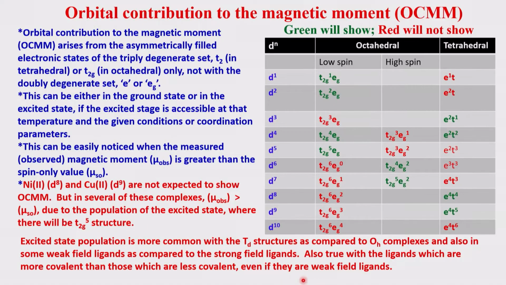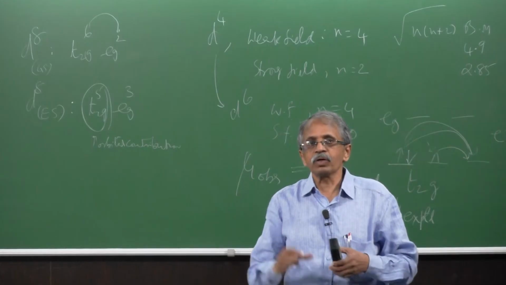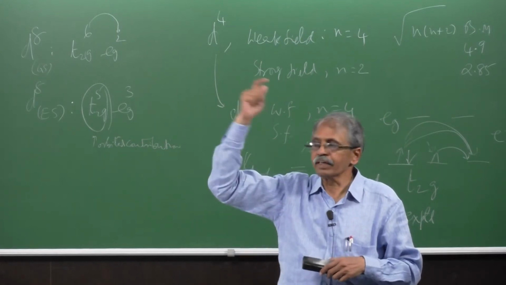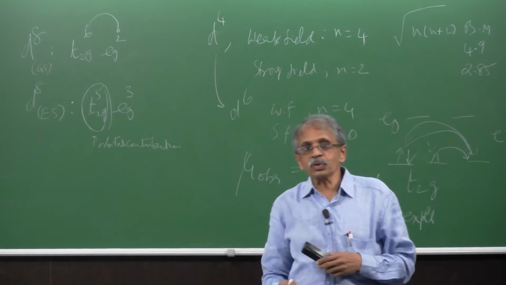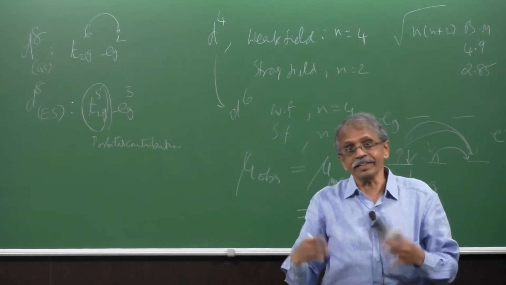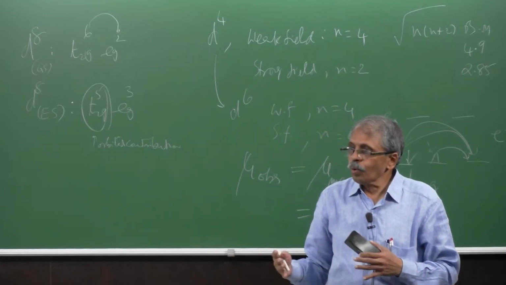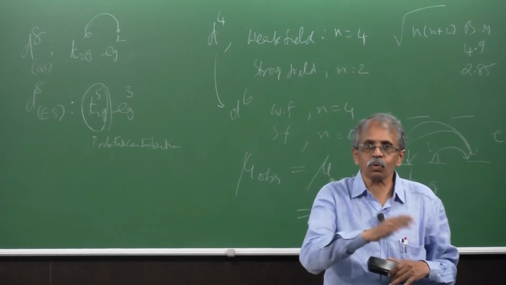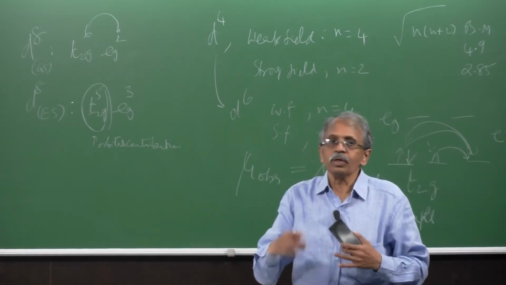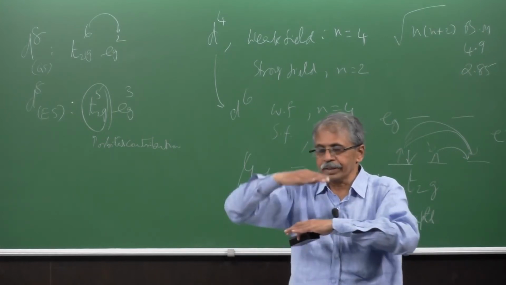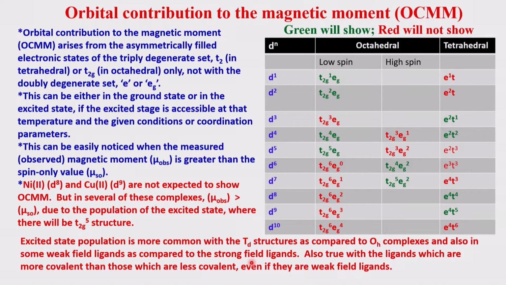of that. The excited state population is more common with the tetrahedral structure as compared to octahedral. Why? Because tetrahedral crystal field splitting is always smaller, 2/3 of what is there for the octahedrals. Also, with a weak field, whether it is octahedral or tetrahedral, it does not matter, the gap is smaller. In that case also you can have an excited state. Or suppose you have some ligands which bring in a lot of covalency, like iodide versus bromide, iodide versus chloride, etc. Both of them are very similar in terms of the field, but their effect on the crystal field splitting is different because of the covalency.